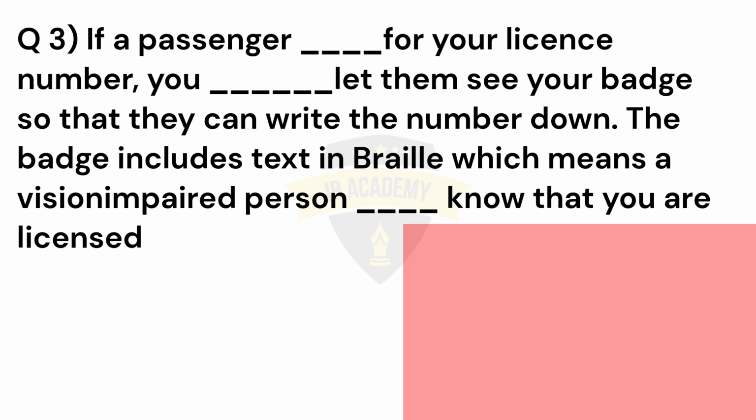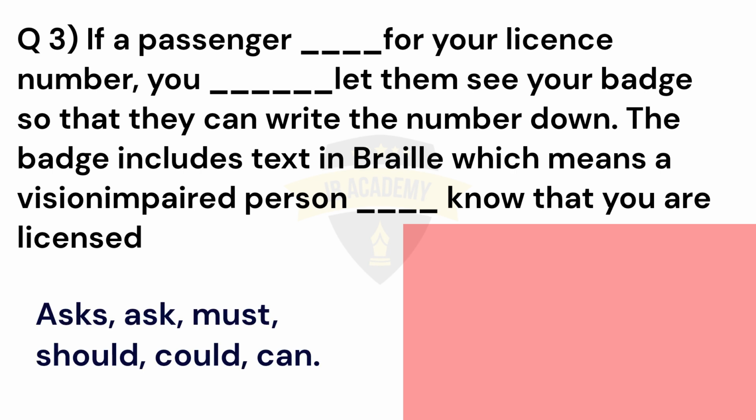Question 3: If a passenger blank for your license number, you blank let them see your badge so that they can write the number down. The badge includes text in Braille, which means a vision-impaired person blank know that you are licensed. Your options are asks, ask, must, should, could, can.